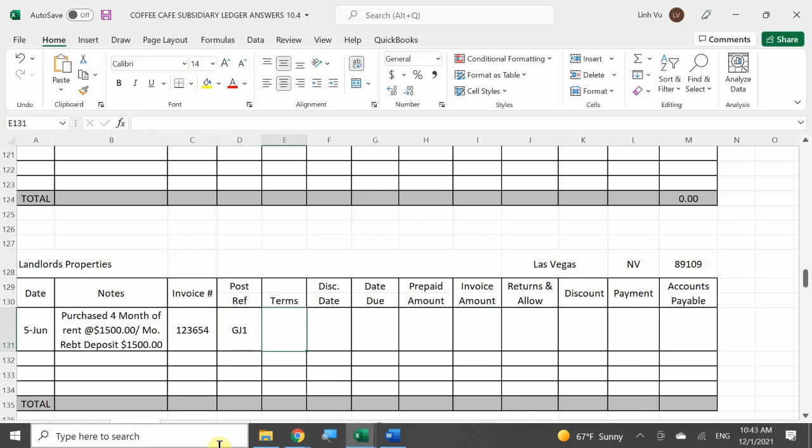Now, terms. Were we given terms for rent? No, but the assumption is you're probably going to have to make the rent payment 30 days from now. Okay, but in this case, you already paid 4 months in advance. So you will not have terms until your 4 months is over. So no terms, that means there's no discount due date or an actual due date. Because at the end of the day, especially rent, there are no discounts when it comes to rent.